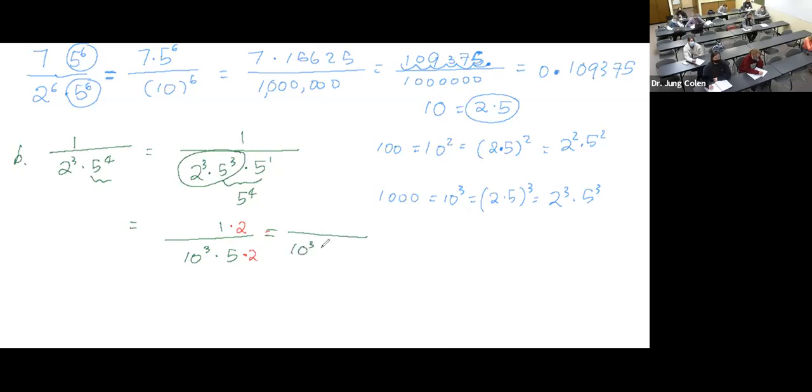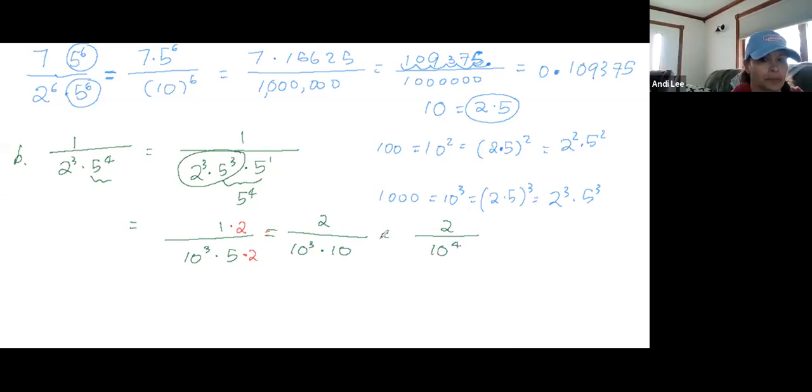Yeah, 10 cubed times 10. How about in the numerator? 2. Now, what do I have in the denominator? 10 to the 4th power, right? I have 3 and I have 1 more. So that makes 10 to the 4th power.